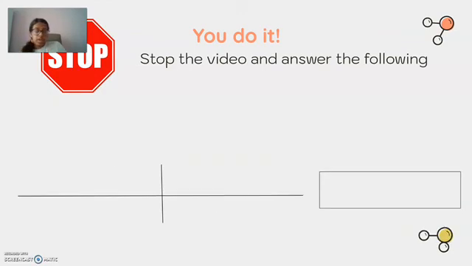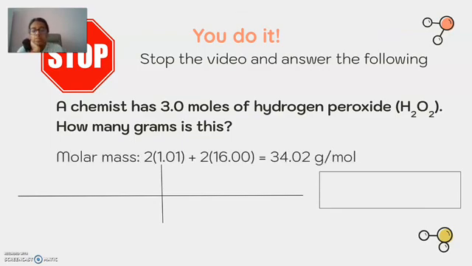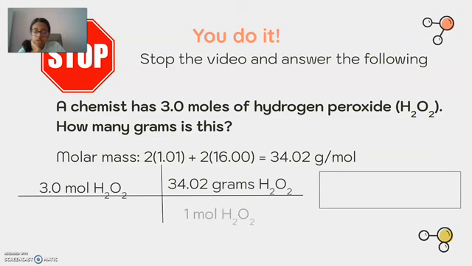Next question, please stop the video and answer the following question. A chemist has 3 moles of hydrogen peroxide. How many grams is this? So first we calculate the molar mass. So 2 times the molar mass of hydrogen plus 2 times the molar mass of oxygen gives you 34.02. Put the given on the left, and we say 1 mole is equal to 34.02 grams. Units cancel, and we're left with 103 grams of hydrogen peroxide.